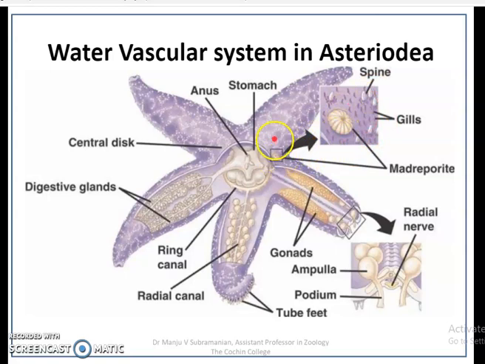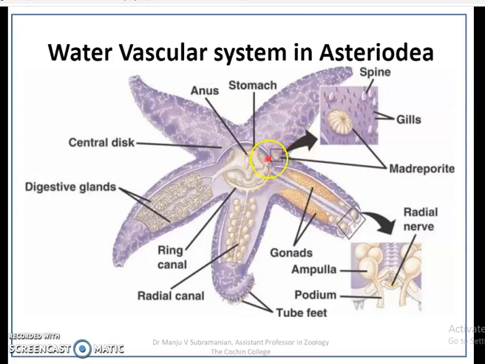This madreporite is seen interradially between the arms on the disc region. This is the central disc region, and these are the arms of the starfish, and in between the arms interradially, at the base of the arms, you can see the madreporite.